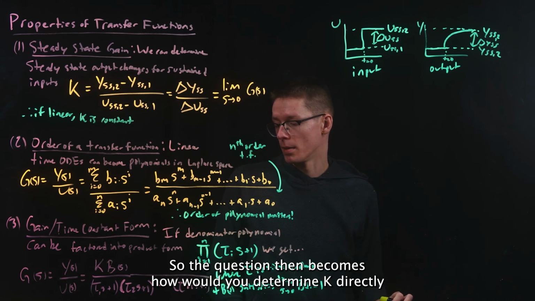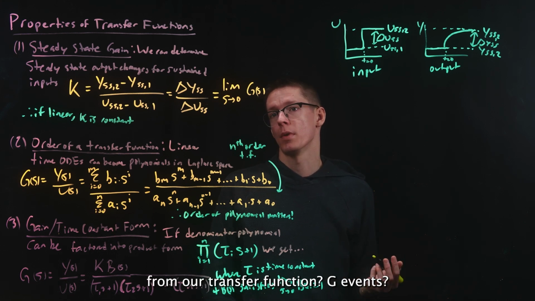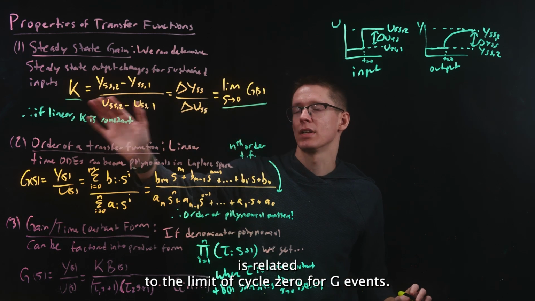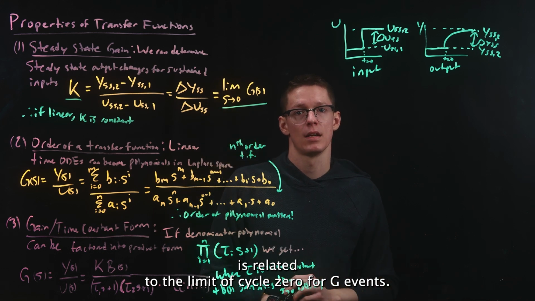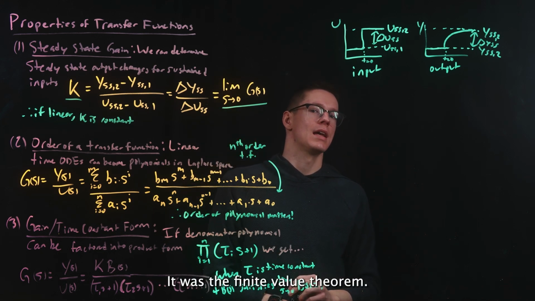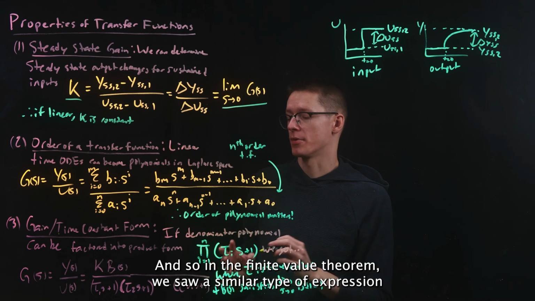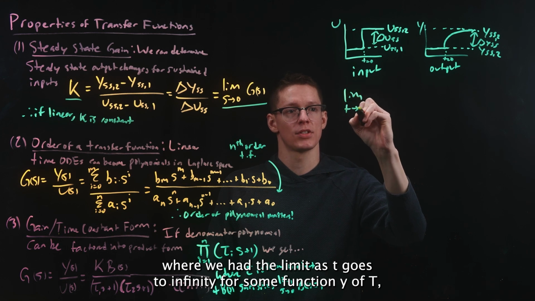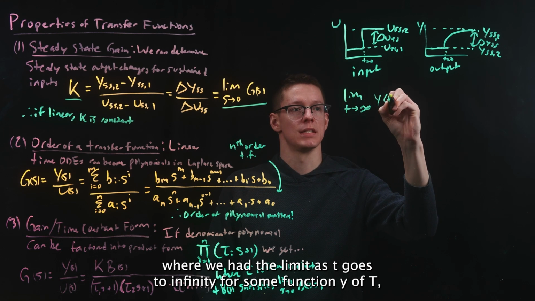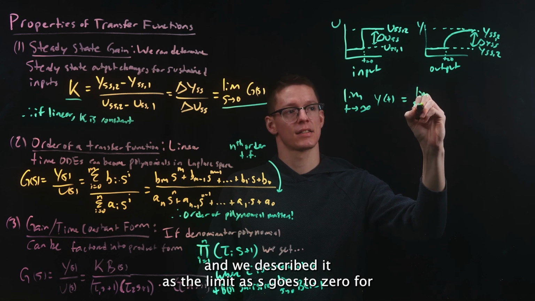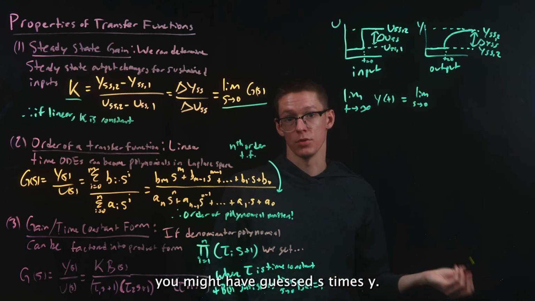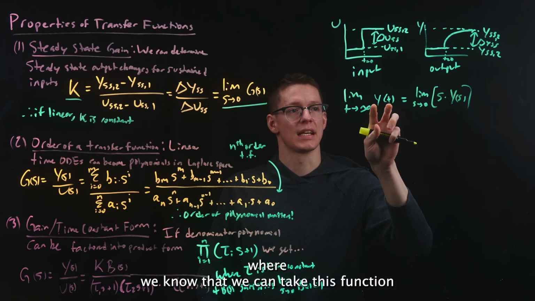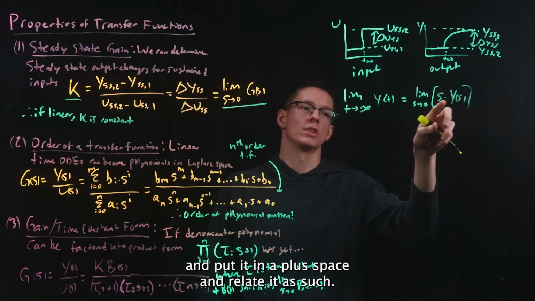So the question then becomes, how would you determine k directly from our transfer function g of s? And I've already given out the solution here that ultimately k is related to the limit as s equals 0 for g of s. But we've actually seen that before. It was the final value theorem. And so in the final value theorem, we saw a similar type of expression where we had the limit as t goes to infinity for some function y of t, and we described it as the limit as s goes to 0 for, you might have guessed, s times y of s, where we know that we can take this function and put it in the Laplace space and relate it as such.